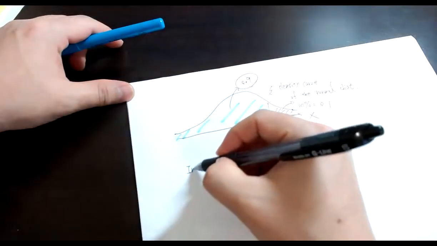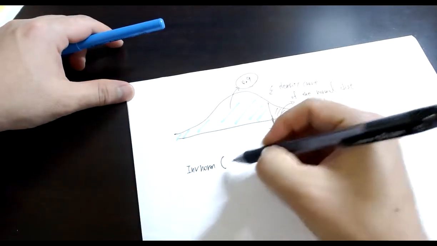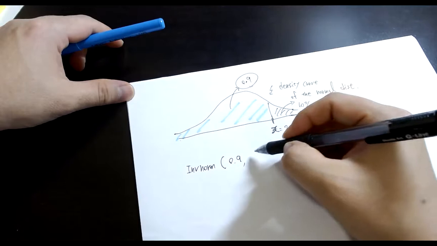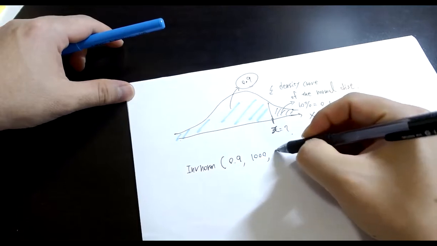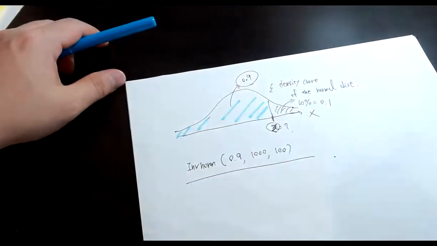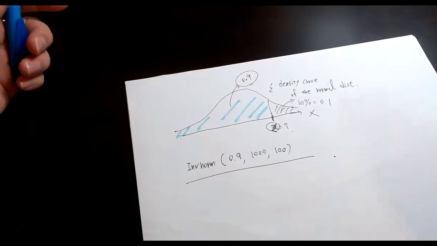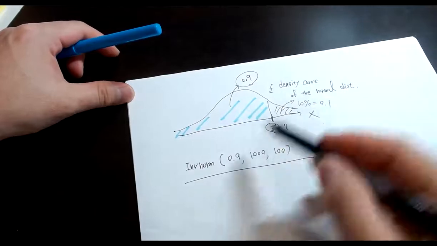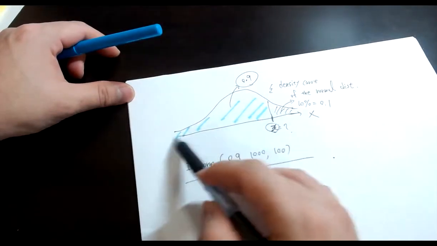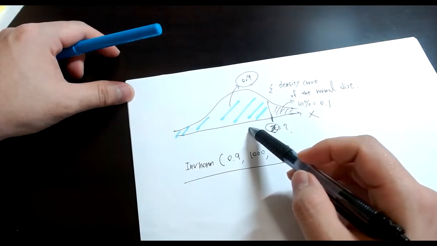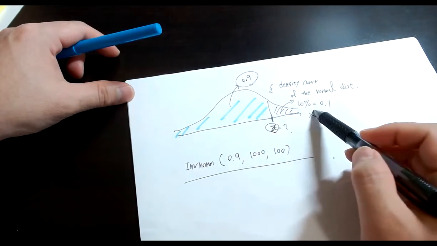So the command is 0.9, and then mu is 1000 in this example, and the standard deviation is 100. We enter this in the calculator, and then we can figure out that x value, a value of the random variable, which is the borderline separating the top 10% from the rest.